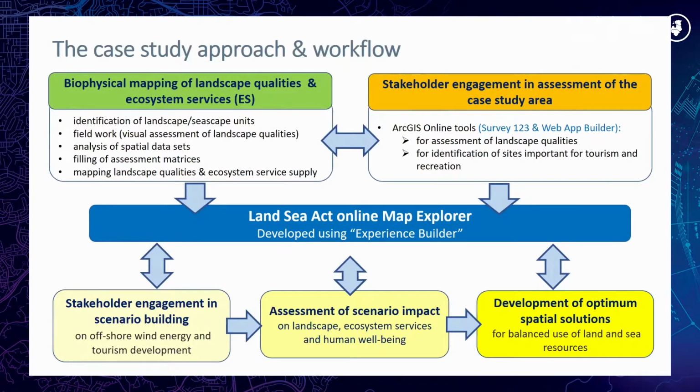There we were identifying different landscape and seascape units, carrying out intensive field work, both on land and from the sea, analyzing different spatial data sets and producing assessment matrices, and finally a large set of maps characterizing landscape qualities and ecosystem service supply. This work we supplemented by stakeholder engagement in the assessment of our case study area, which we did using different ArcGIS Online tools like Survey 123 and Web App Builder.